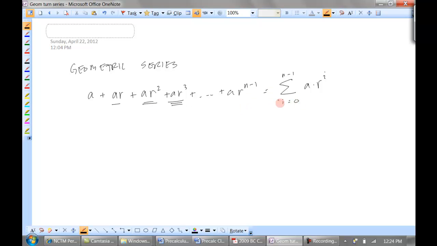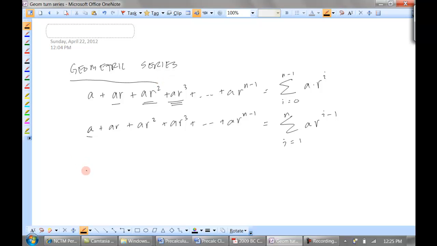Another way of writing the same exact series would be a plus ar plus ar squared plus ar cubed plus ar to the n minus 1. And you could say i goes from 1 to n of a times r to the i minus 1. Okay, so when i equals 1, r to the 1 minus 1 is r to the 0. That gives us that term. So, two ways of writing the same thing for geometric series.